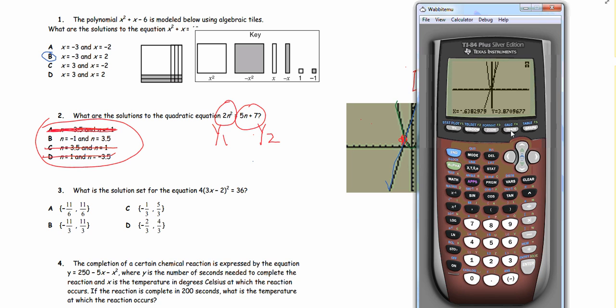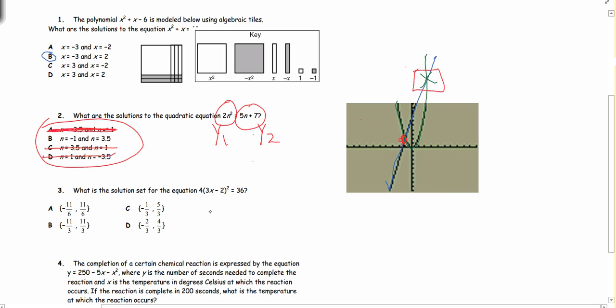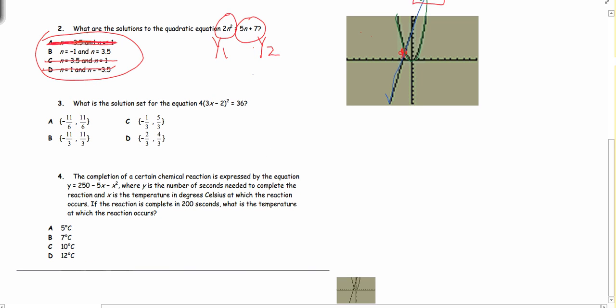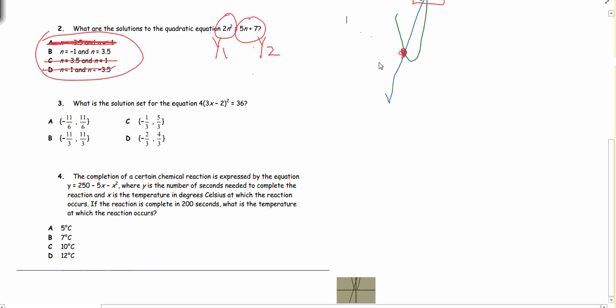Let's go to second, calculate again, and we're still looking for the intersection. And this time we're going to move our mouse. Our spider gets close to the answer over here, and we're going to hit enter, enter, enter, and you see that the answer is x equals 3.5 right here. So let's go ahead and solve that one and move on to the next problem. Okay, so we did find the answer for that one. And let's go ahead and delete some of our stuff here so we don't get confused.